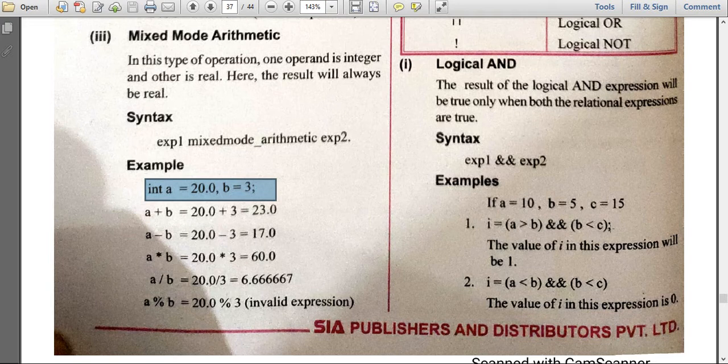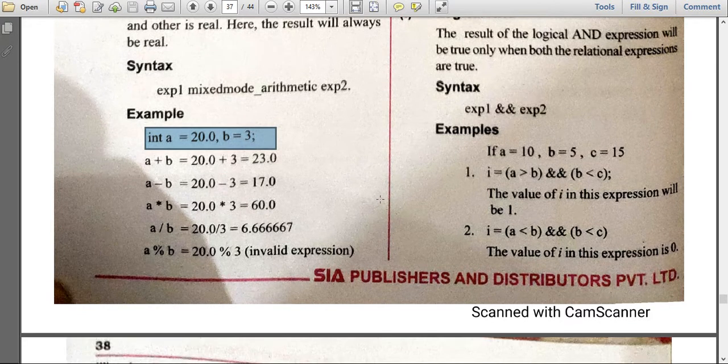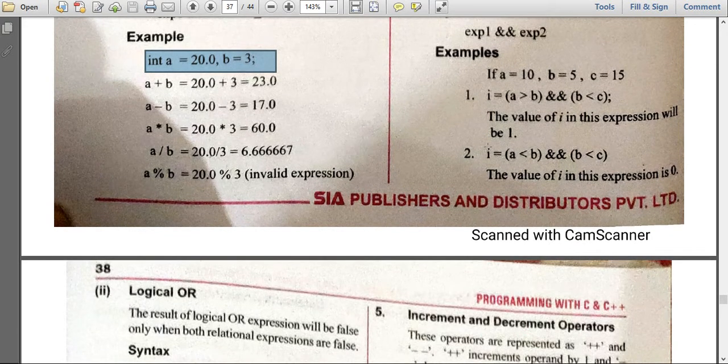Next, second one, I equal to A greater than B and B less than C. A greater than B, 10 greater than 5, condition satisfied, true. B less than C, 5 is less than 15. Here both the conditions are satisfied, that's why it has written 1. In the previous one the first condition is false, that's why it will return 0. So if you want to get 1, it has to satisfy both the conditions. In all remaining situations, we will get 0 as the result.